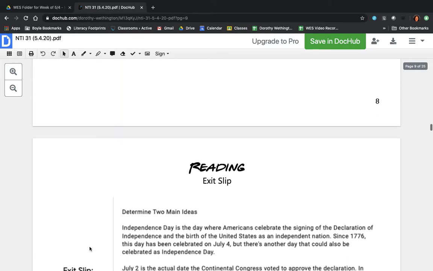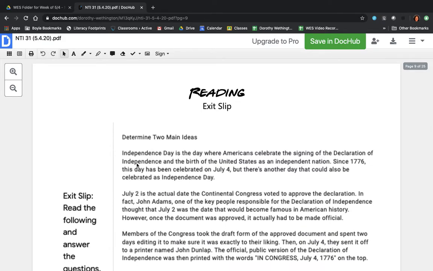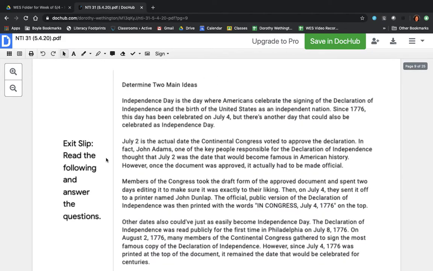Reading exit slip. Determine two main ideas. Read the following and answer the questions.